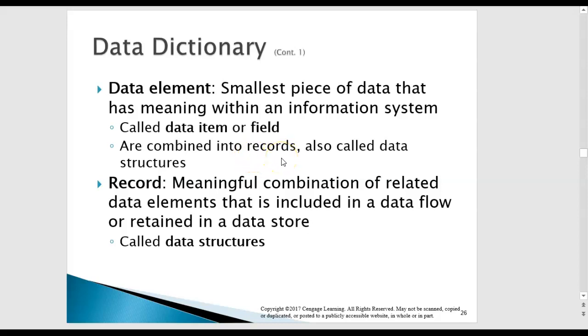So an example for that would be a customer record. The fields that could be a part of that customer record could be the customer's first name, last name, the customer's address, the customer's zip code, the customer's credit card number. All of these fields combined would create a record for that customer. These records are the meaningful combinations of related data elements that are included in the data flow, or stored inside of the data store. These are also called your data structures.